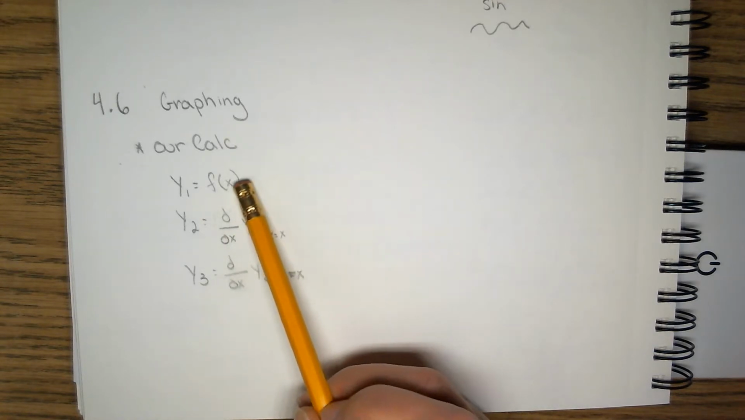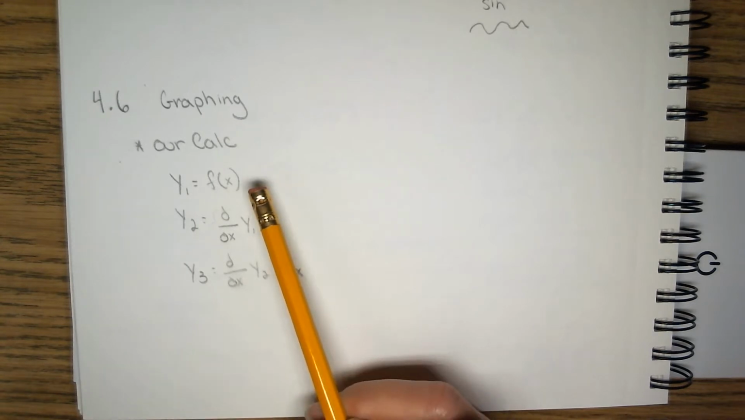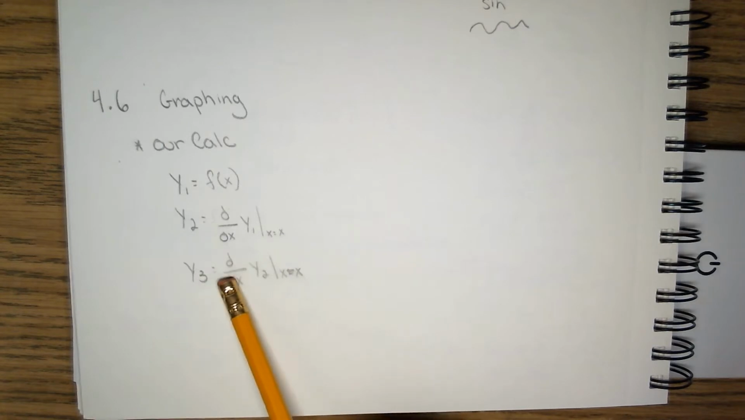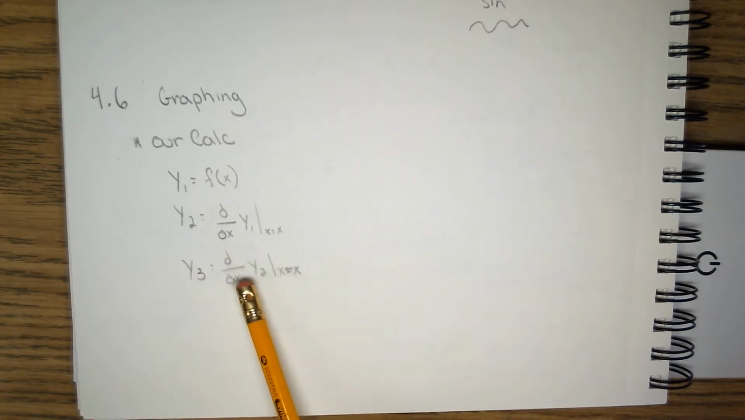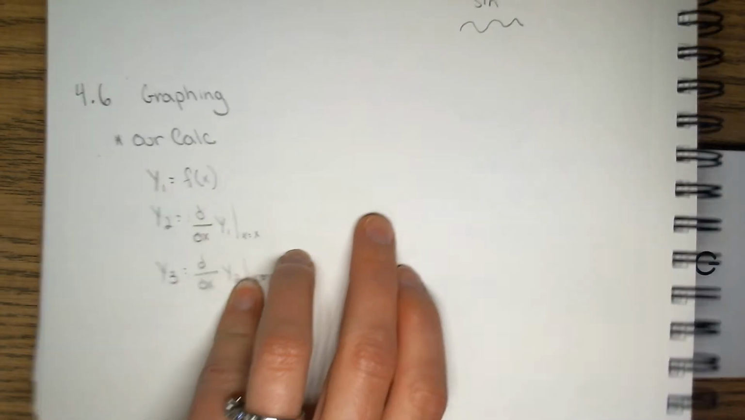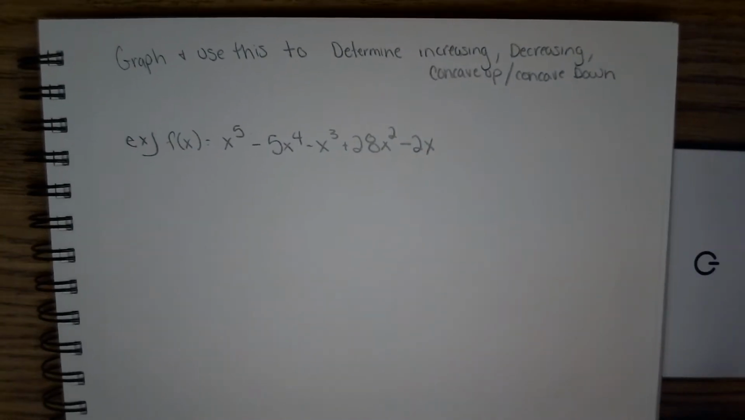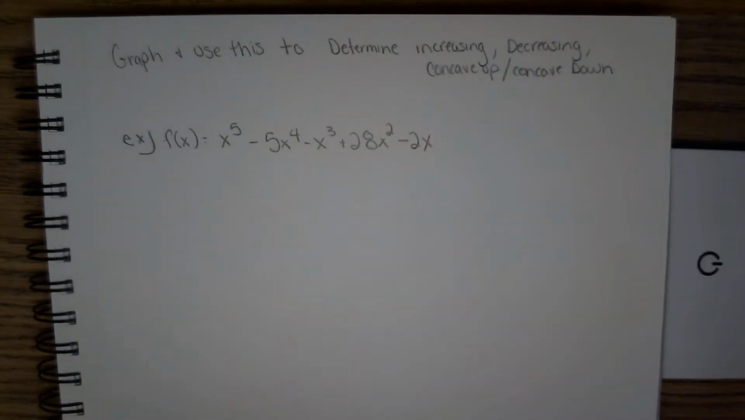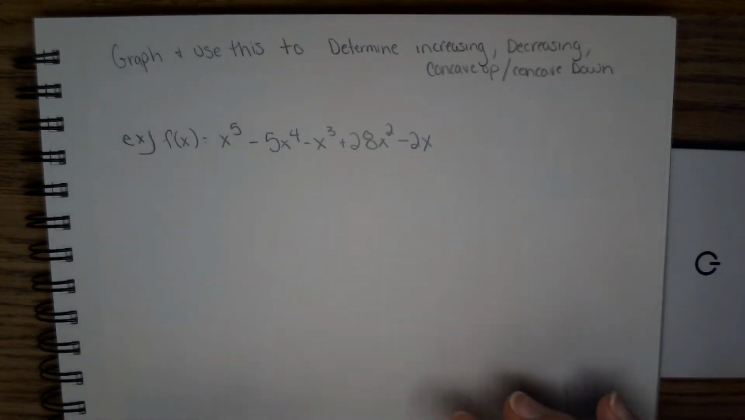If I give you a function, you're going to put this in y1 in your calculator. Followed by, in the second portion, you're going to put in the first derivative, and third, you're going to put in the second derivative, meaning the derivative of your first derivative. I'm going to show you how to do that using an example, and then we're going to talk about what exactly you're looking for. So your goal is to graph, and then use this graph to determine increasing, decreasing, concave up, concave down, whether you have critical values or inflection points, and to use the calculator to determine those specific things.